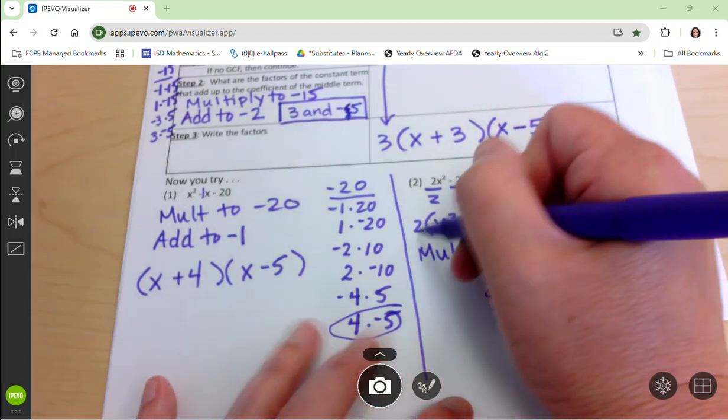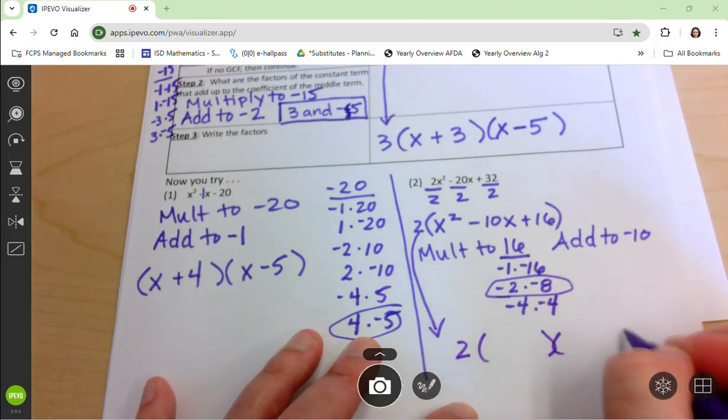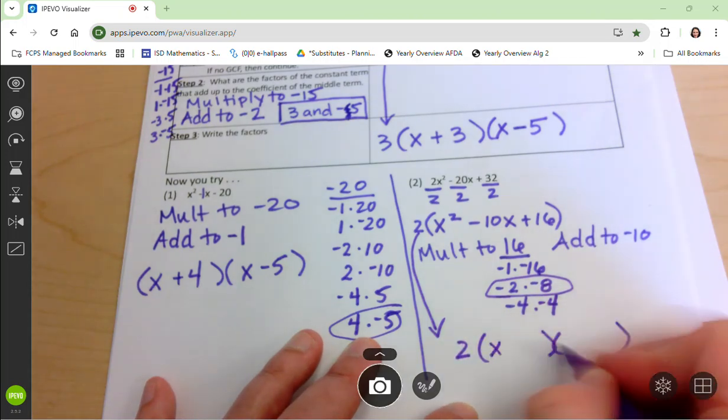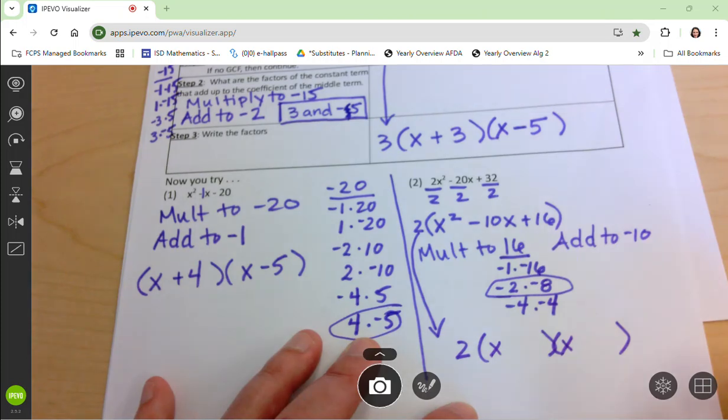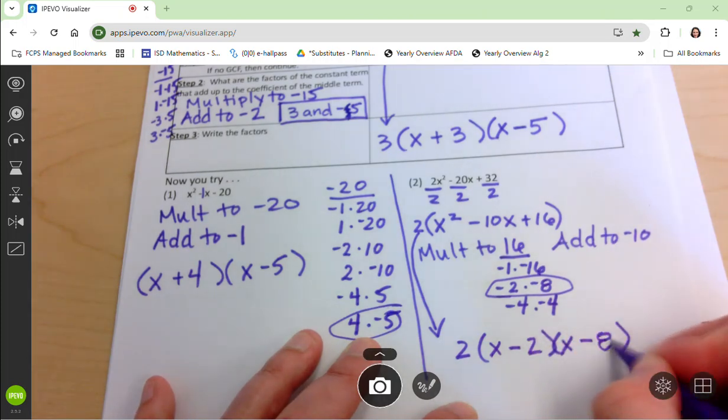So this 2 on the outside, it's going to come down. To get the x squared, it's still x times x. And then to get the 16, it's negative 2 times negative 8.